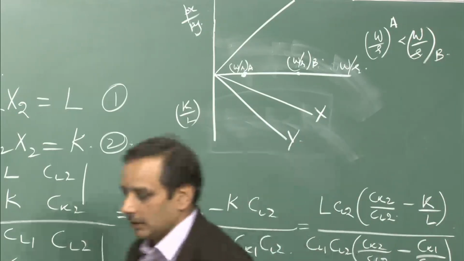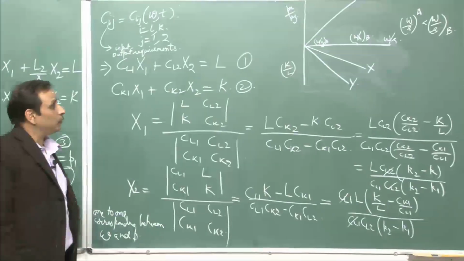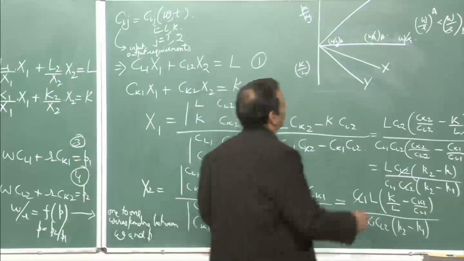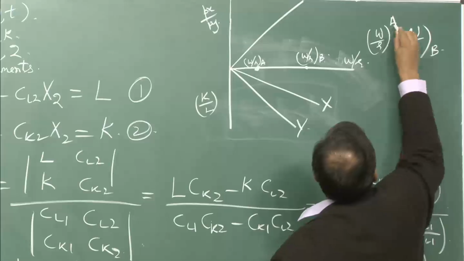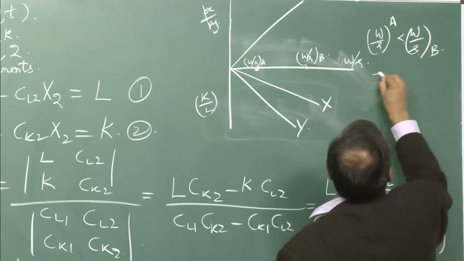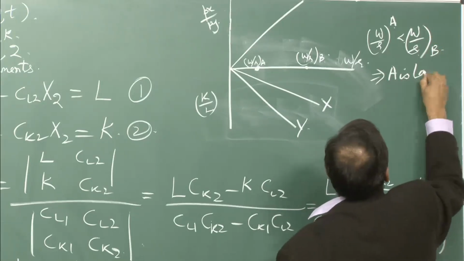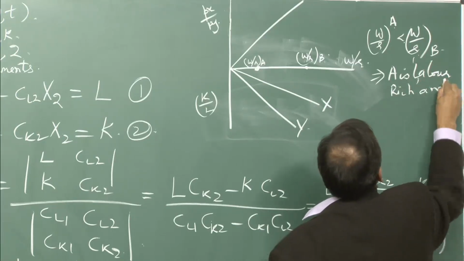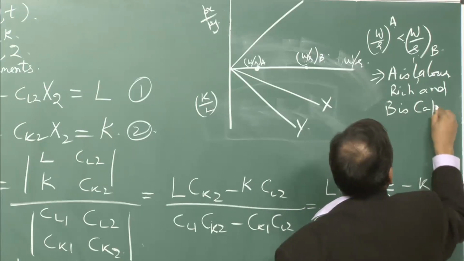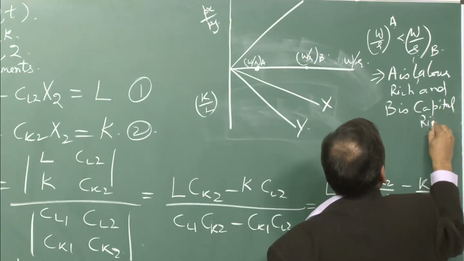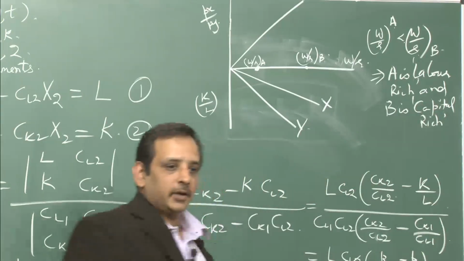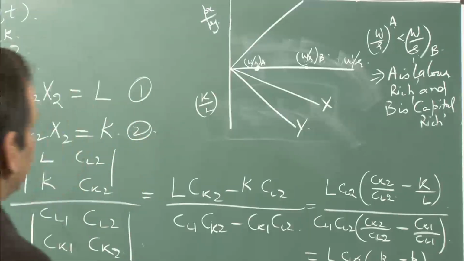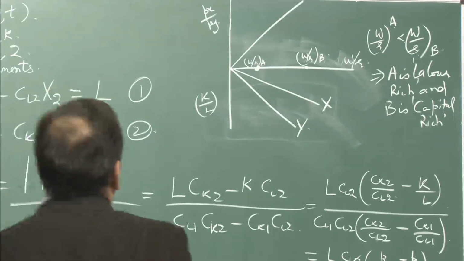Now, the assumption: if you have to prove the Heckscher-Ohlin theorem using the factor price definition, the factor price definition is that if W by R in A is less than W by R in B, this means A is labor rich and B is capital rich. A is labor rich because it has a lower relative wage rate, B is capital rich because it has a higher relative wage rate.